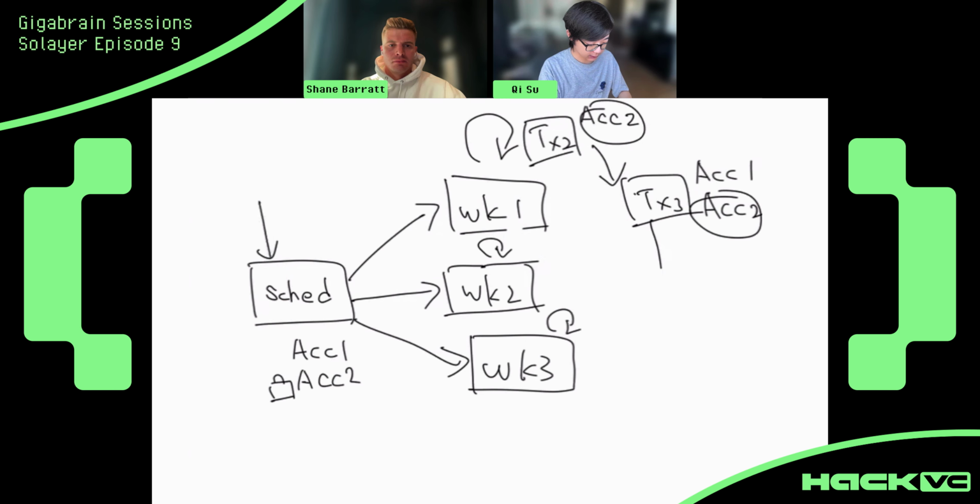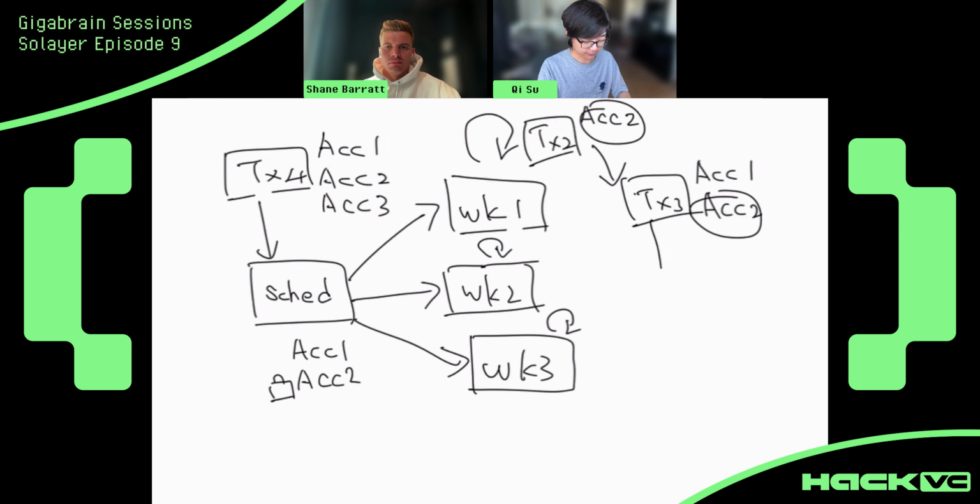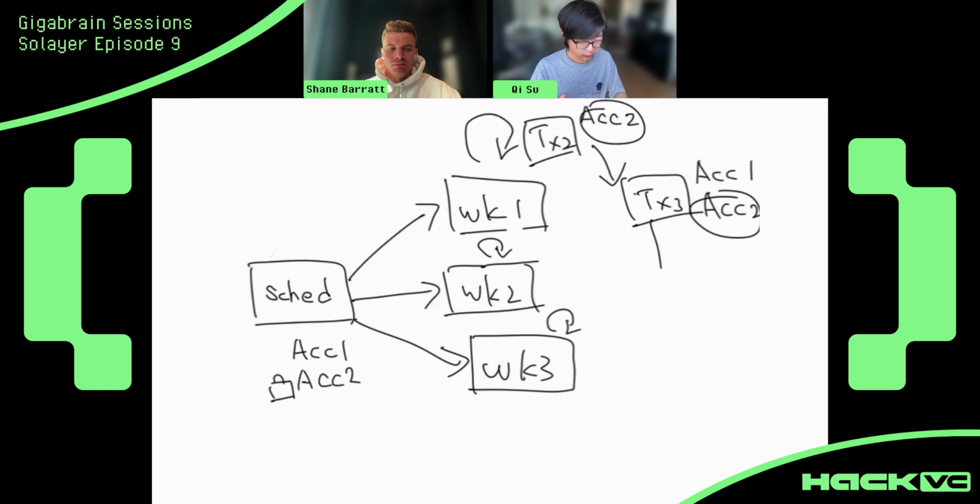And if there is, say here, another transaction 4, it wants access to account 1, account 2, and account 3. Well, it still can be put behind this transaction 3, but sometimes we have to differentiate the read lock and the write lock. Okay, so you may have another question.